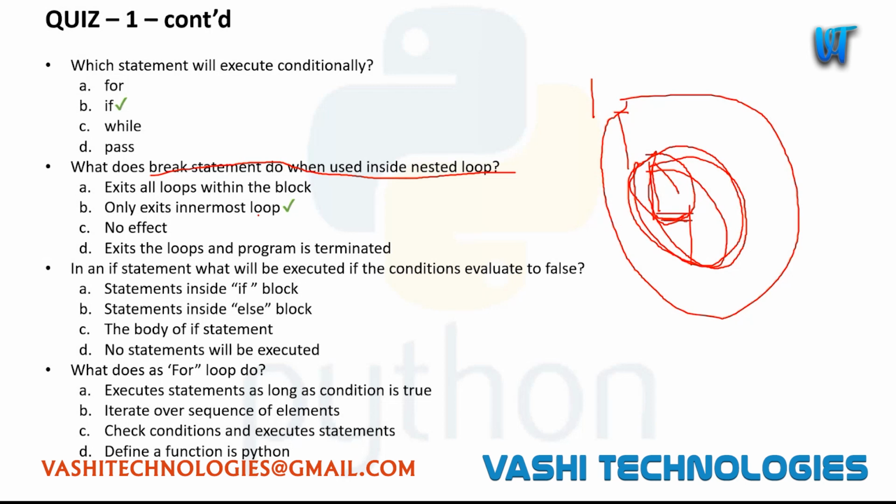Just remember the questioning wordings basically. In an if statement, what will be executed if the condition evaluates to false? Banu, your turn. No statements will be executed, Mahesh. Exactly. If you see here, we have only one if statement. We don't have any else or elif blocks, right? So if the condition is not satisfied, then it will just skip that. It won't execute any statement.